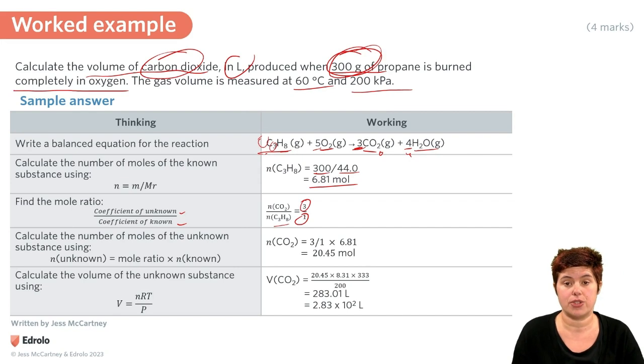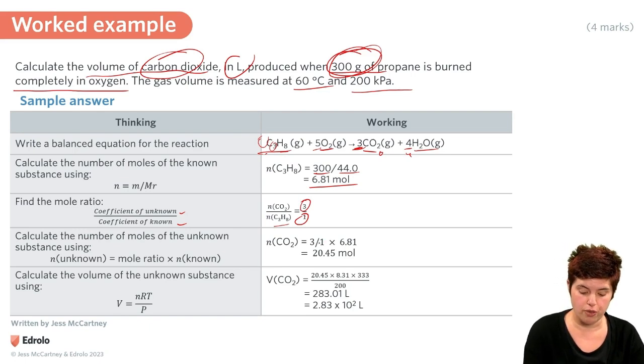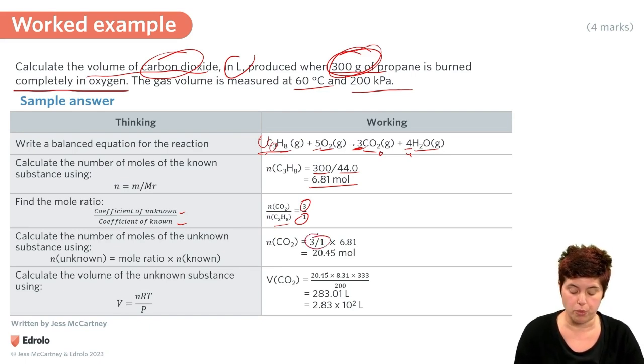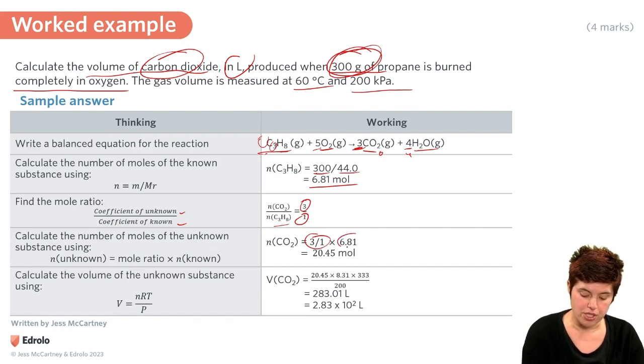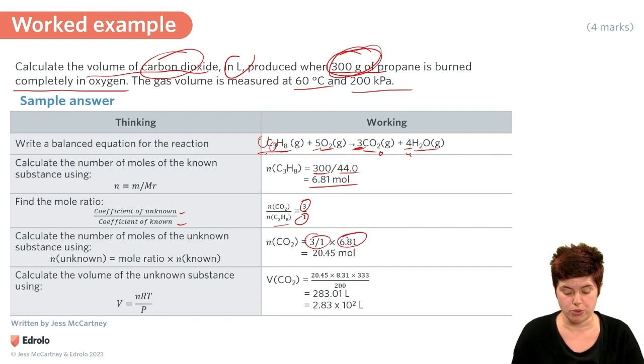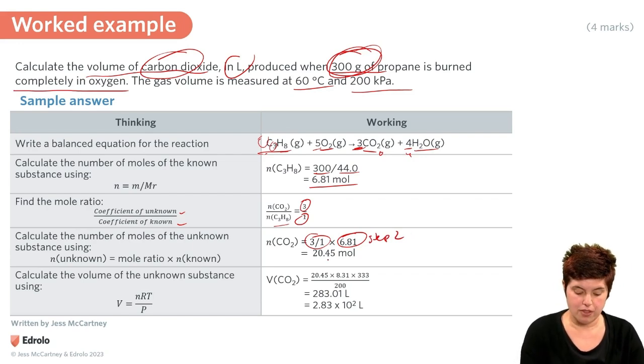The next step is to calculate the mole of carbon dioxide, which is your unknown. So you're going to use the ratio from step 3, which is that 3 over 1, times by the mole of the known, which is 6.81. So this is the mole from step 2. And then that gives you 20.45 mole.